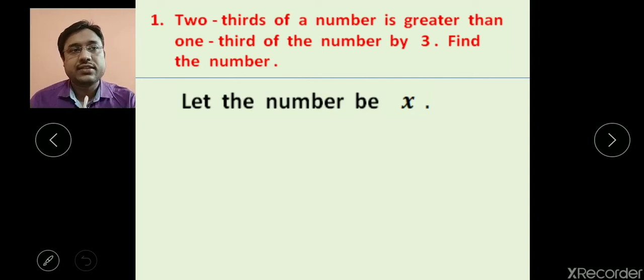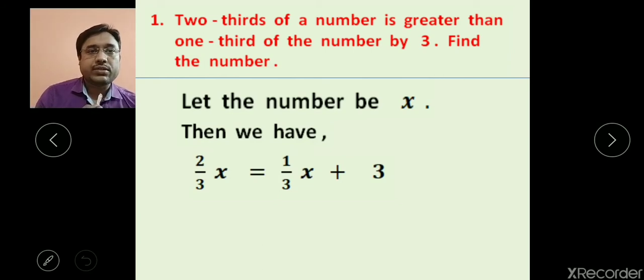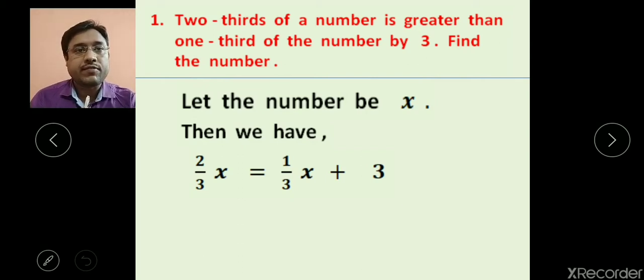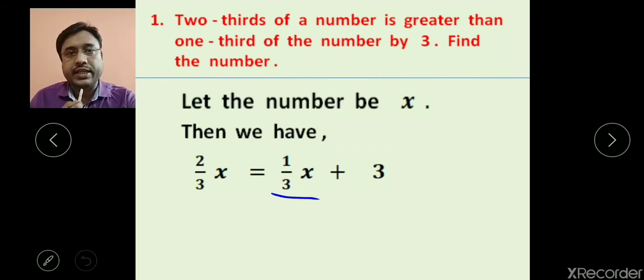Then we have 2 by 3 x is equal to 1 by 3 x plus 3. That means, because 2 by 3 of x is greater than 1 by 3 of x by 3, if we add 3 to 1 by 3 x, then they will be equal.